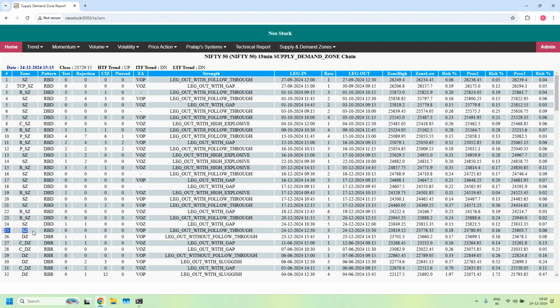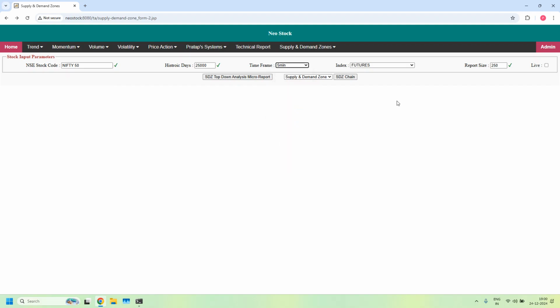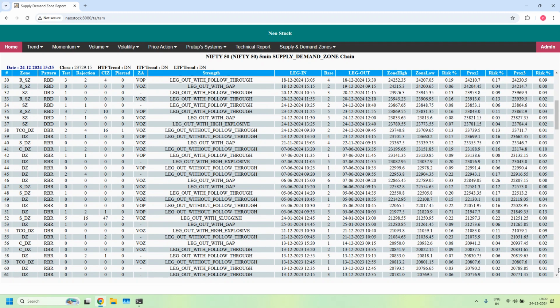Until 26 supply zones you have. If you want more demand zones, I am scrolling the list down. Okay, next 5 minutes supply demand zone chain for NIFTY. All are supply zones. I am scrolling the list down so that you can also find demand zones. So this is about the NIFTY supply demand zone chain.